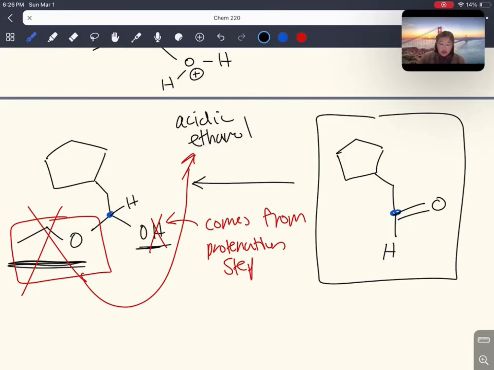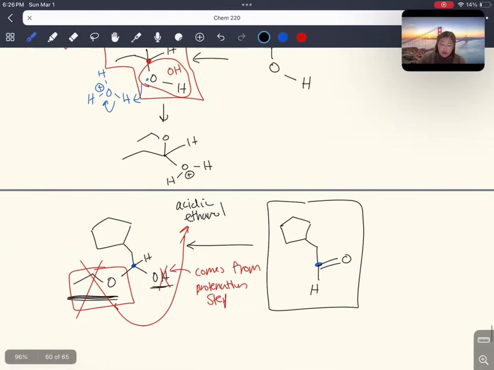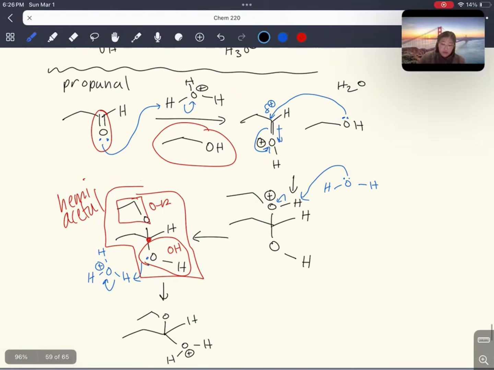And the way I was able to work backwards was by walking through the forward mechanism of hemiacetal formation and thinking about where did my oxygens come from? Where did the hydrogens come from? Etc. And trying to piece together the different steps, the different nucleophilic attacks, deprotonation steps, etc.